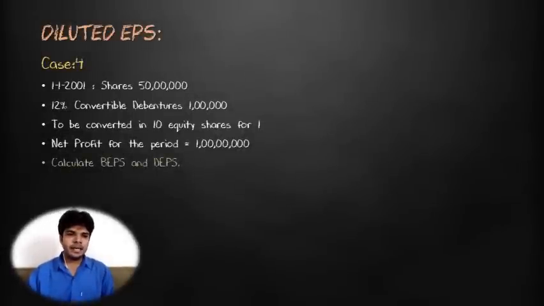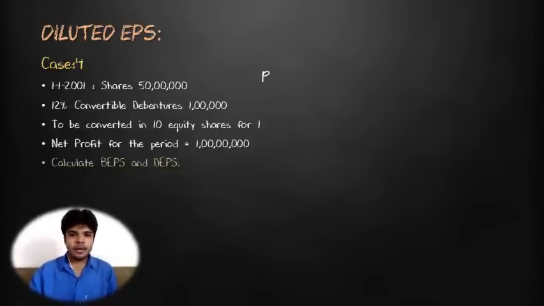Let us take a practical case on diluted EPS. On 1/1/2001, shares outstanding were 50 lakhs. There are 12% convertible debentures, that is 1 lakh, which are to be converted into 10 equity shares for 1. Now the net profit for the period is 1 crore rupees. Calculate basic EPS and diluted EPS.